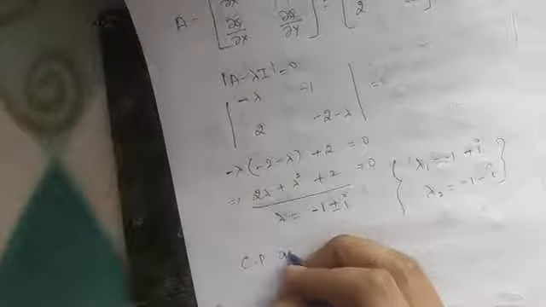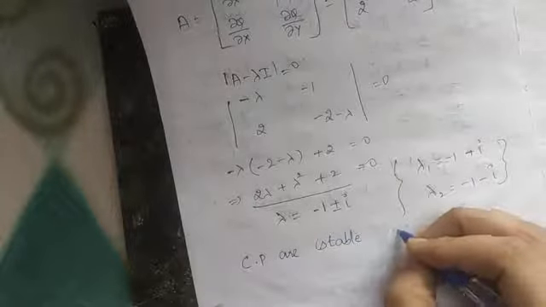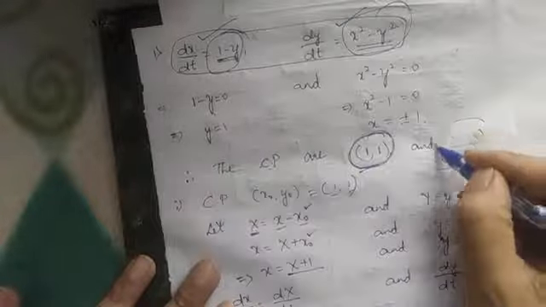Okay, so now as we have observed in the previous session, eigenvalues are complex. So critical points are stable and it is spiral. So this is in the case of 1 comma 1. We have to follow the same procedure for minus 1 comma 1.